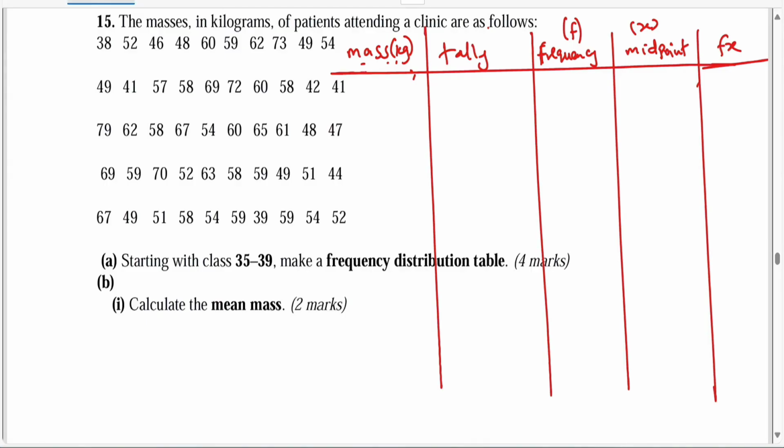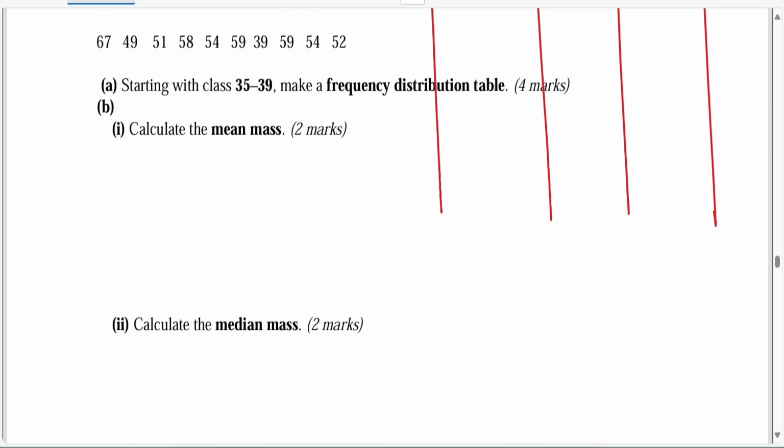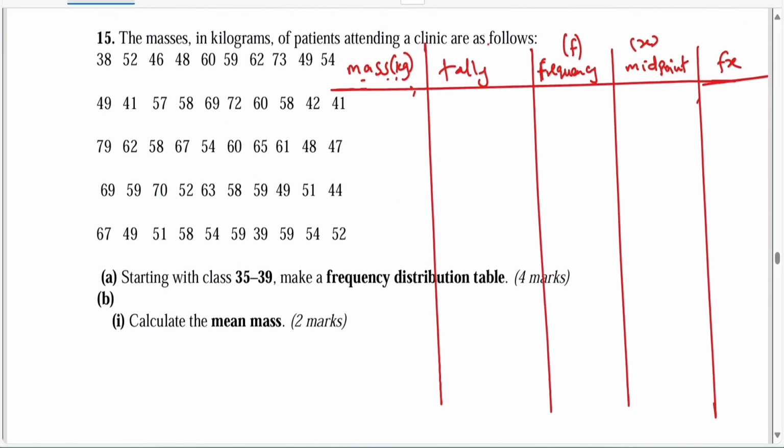Question 15. The masses in kilograms of patients attending a clinic are as follows. Those are the masses. You'll also see I have already drawn the frequency table, because I know the question will ask you to draw a frequency distribution table. Starting with the class 35 to 39, make a frequency distribution table. Question B, Roman 1, calculate the mean mass, and Roman 2, calculate the median mass. That was 2017, 10 marks, 8 marks I think, with 2 marks for drawing.